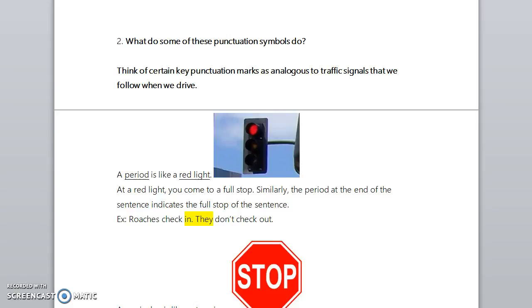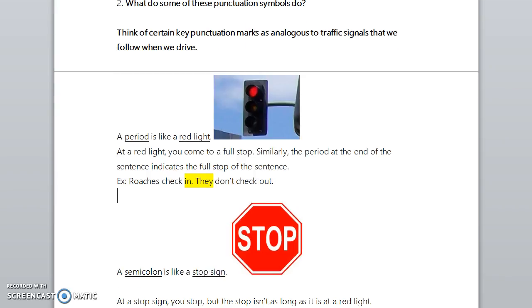I've come up with an analogy between traffic signals and punctuation marks so that you can understand their function more easily. Think of certain key punctuation marks as traffic signals that we follow when we drive. A period is like a red light. At a red light, you come to a full stop. Similarly, the period at the end of the sentence indicates the full stop of the sentence.